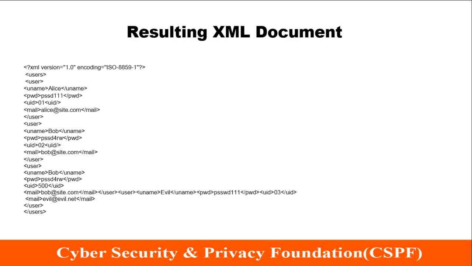So the resulting XML document, as the attacker had appended the XML code for a new entry, would result in the XML document being rewritten. As we could see, a new entry with the username evil and a different password, with the UID being 3, is also being given here. So this is one of the methods of XML injection.